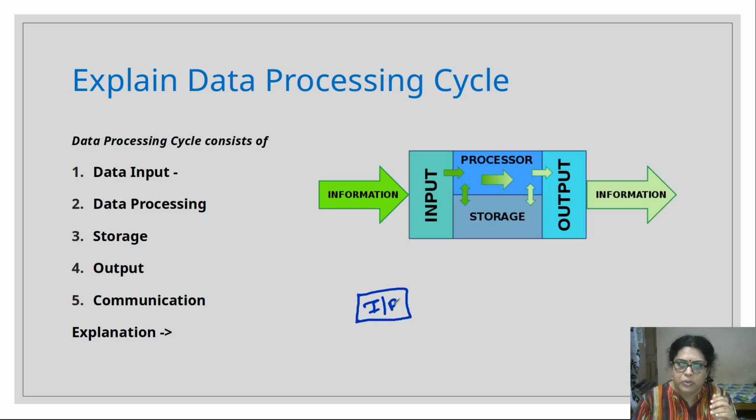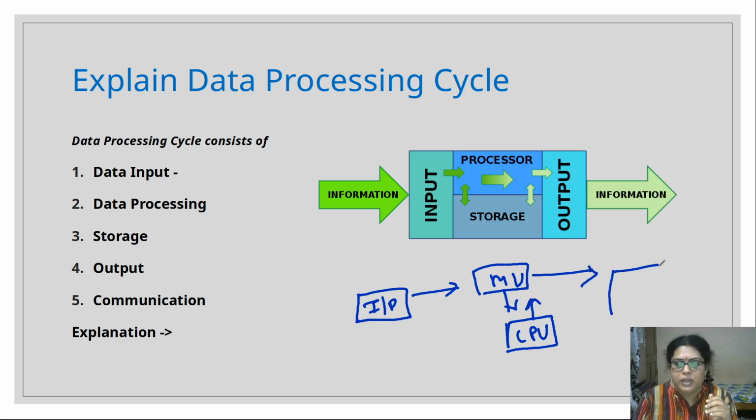You have the input unit, and from there the data goes into the memory unit, and then data is sent to the CPU for processing, and from the CPU after processing it goes back to the memory unit, and from the memory unit it goes to the output unit, that is your monitor. This is the block diagram of the computer, which you have learned in the first chapter of your first PU. Now here the simplest way of remembering this particular question, data processing cycle, is this block diagram.